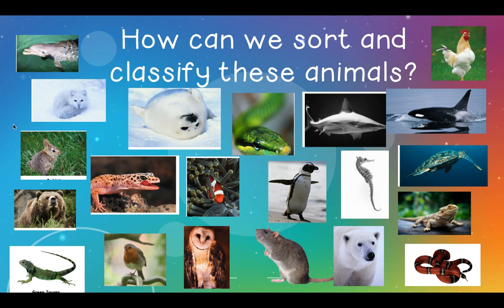So let's look at these animals. I have lots of animals here. How can we sort and classify these animals? I want to organize my information based on similar characteristics. So take a second. You can pause the video if you want to look at the animals. How can we group these animals using certain similarities?